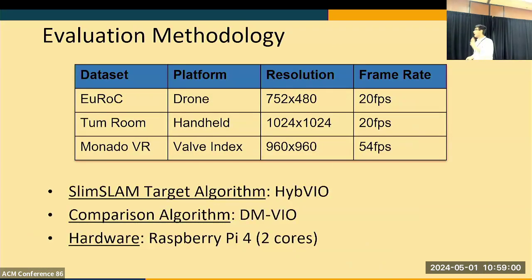So, okay, as part of SlimSLAM, we evaluate on multiple different platforms that SLAM usually runs on. We evaluate SLAM on a state-of-the-art SLAM algorithm called HiveBIO, and we compare it to another state-of-the-art algorithm, which has really good accuracy as well. All of our experiments in this presentation are running on the Raspberry Pi because we want to show how well SlimSLAM actually does on a really constrained computational platform.